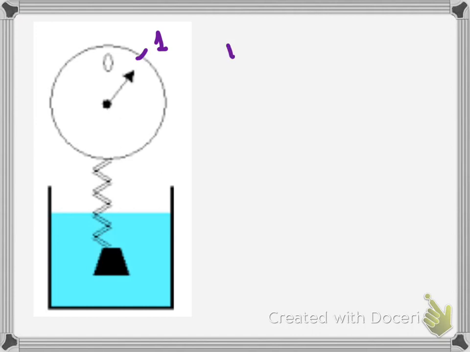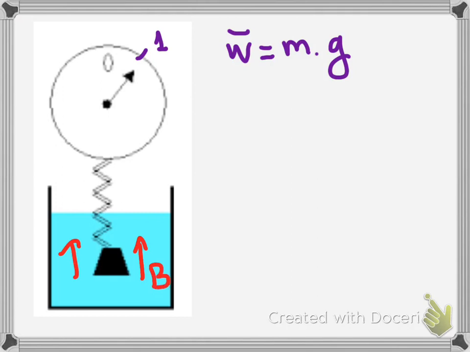So the weight is going to be again the same. It's going to be the mass times the gravity. The mass is going to be the same. The gravity is the same because we are on the earth. So this value is lower because there is another force, a second force, that is pushing up the object. Obviously this force is the buoyancy. So there is a second force here, buoyancy, that is pulling up the object.